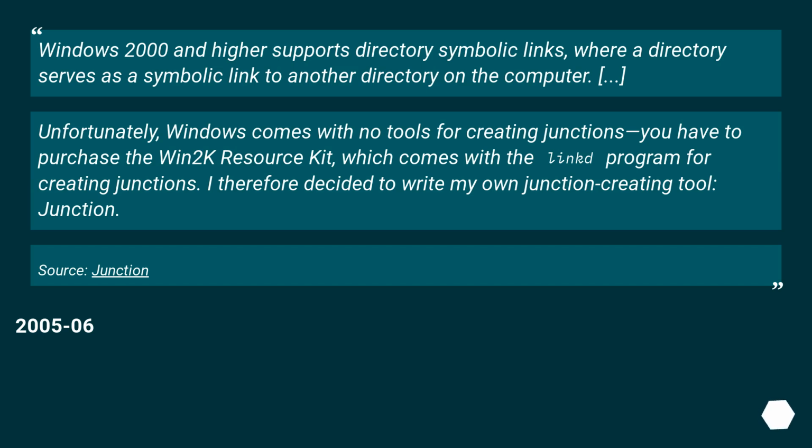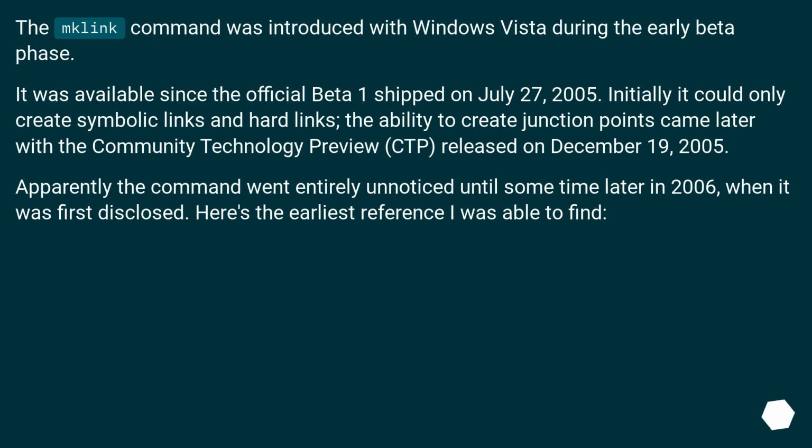2005-06. The MKLINK command was introduced with Windows Vista during the early beta phase. It was available since the official Beta 1 shipped on July 27, 2005. Initially it could only create symbolic links and hard links. The ability to create junction points came later with the Community Technology Preview, CTP, released on December 19, 2005. Apparently the command went entirely unnoticed until some time later in 2006, when it was first disclosed.